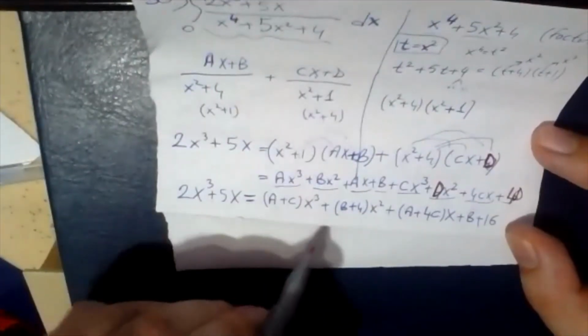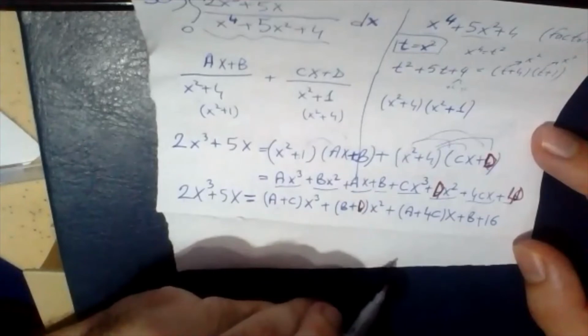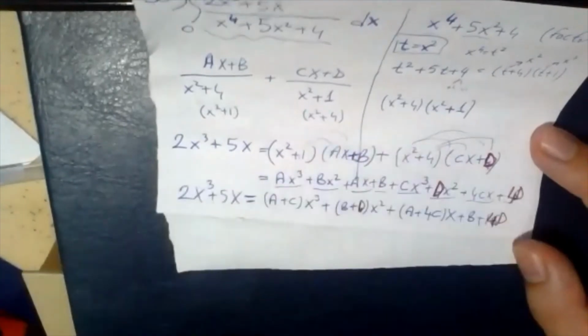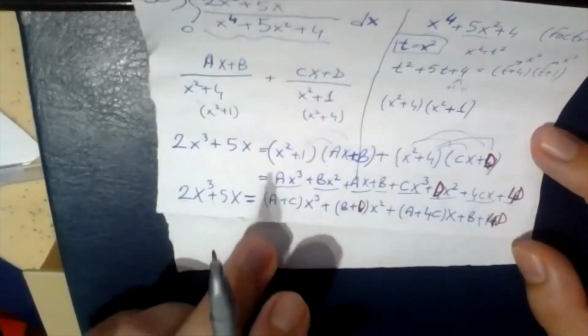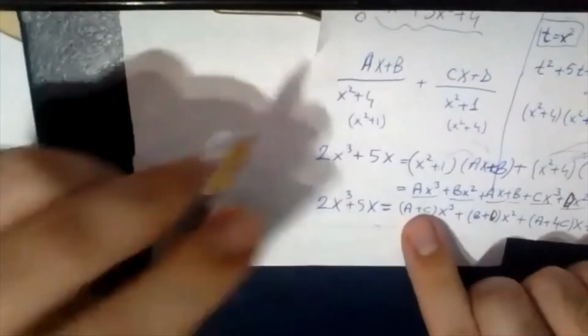So what will be changed here? This should be d, and this should be 4d. So we will take coefficients again.